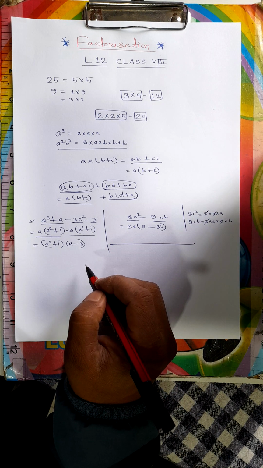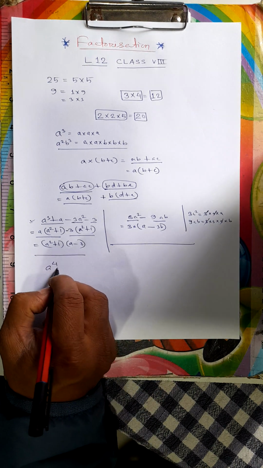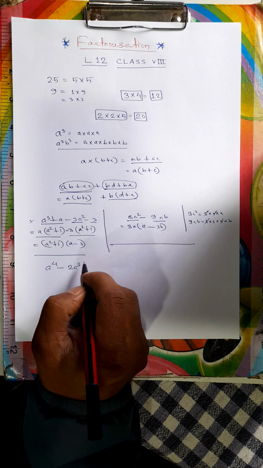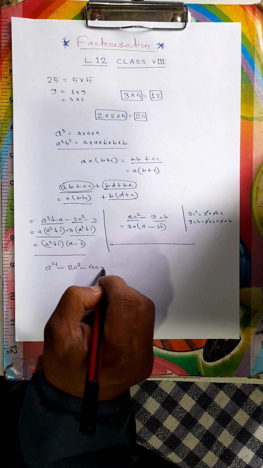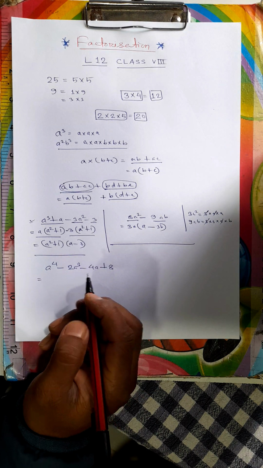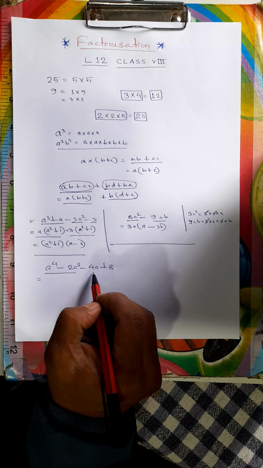Say for example, a to the power 4 minus twice of a cube minus 4a plus 8, right? So let us group these two terms together and these two terms together.